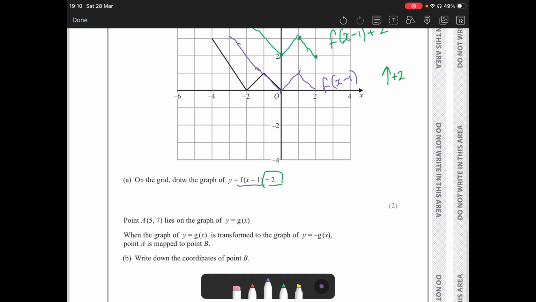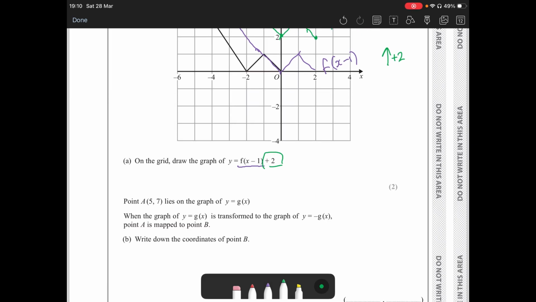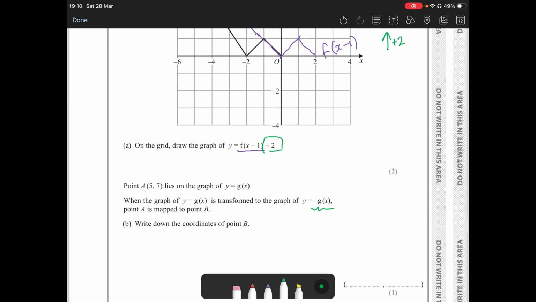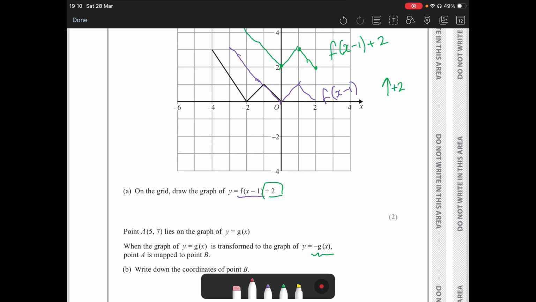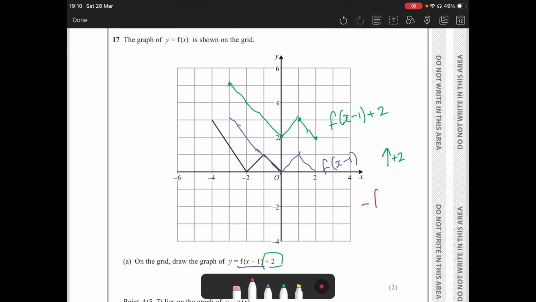Okay, so 0.57 lies on the graph y is g(x). Right, so remember, g of x basically reflects your graph in your x-axis. So just to give you an idea, if I wanted to do minus f(x) of the original graph, it would look like this.